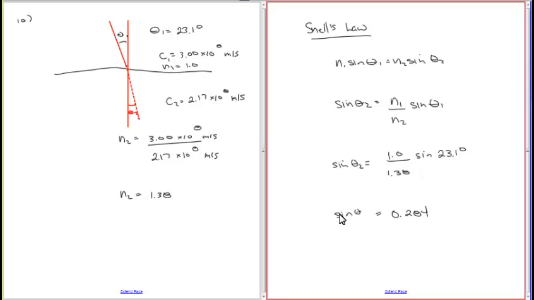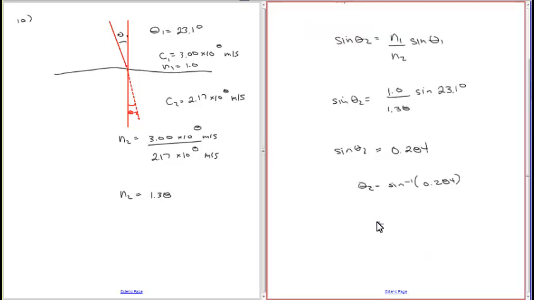So we just have to take the inverse sine. So theta 2 is the inverse sine of 0.284. As long as we have it in the right mode, the inverse sine of the answer in our calculator gives us 16.5 degrees.